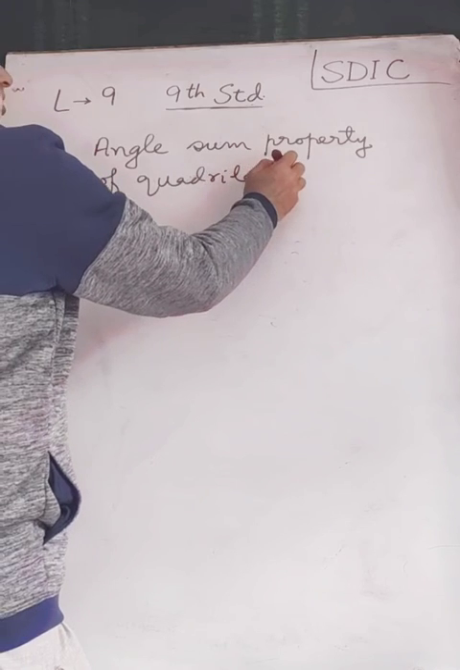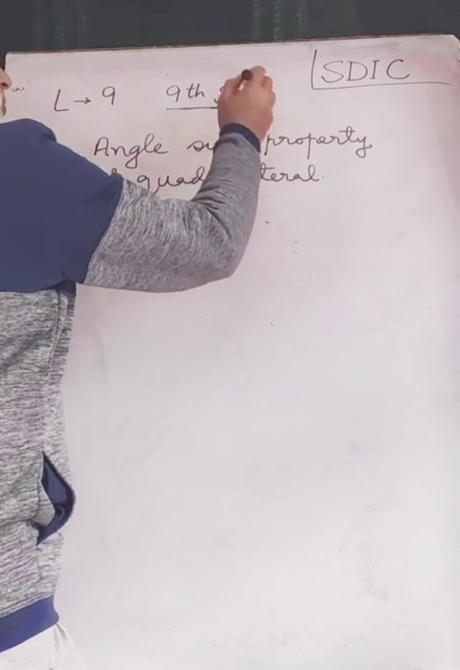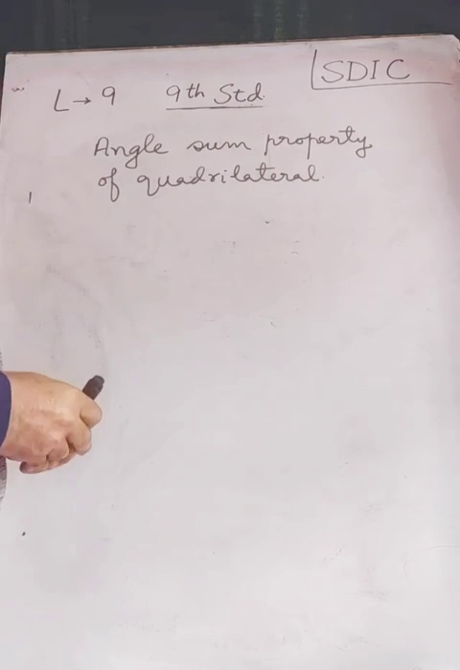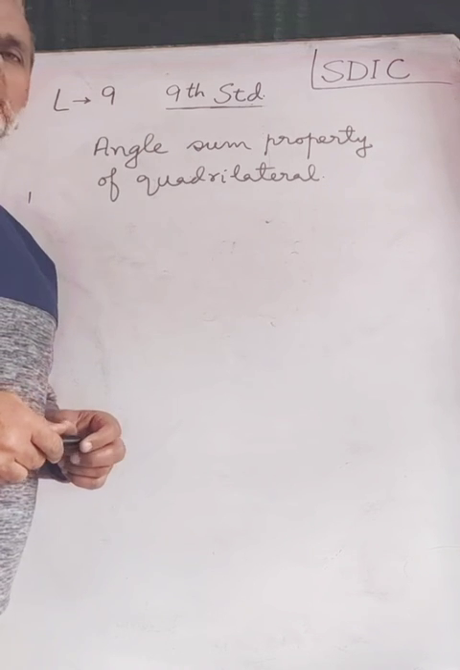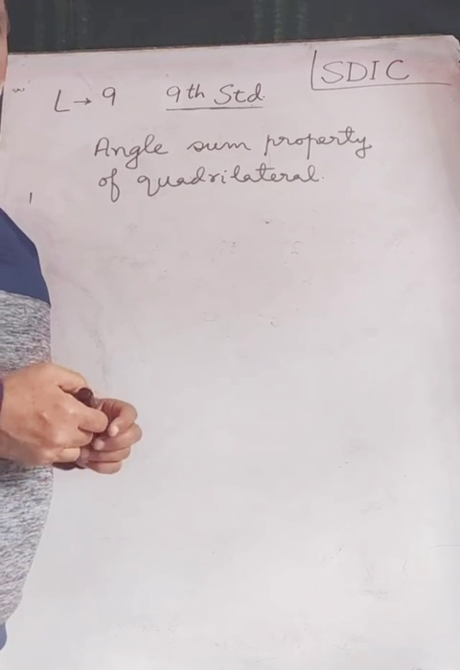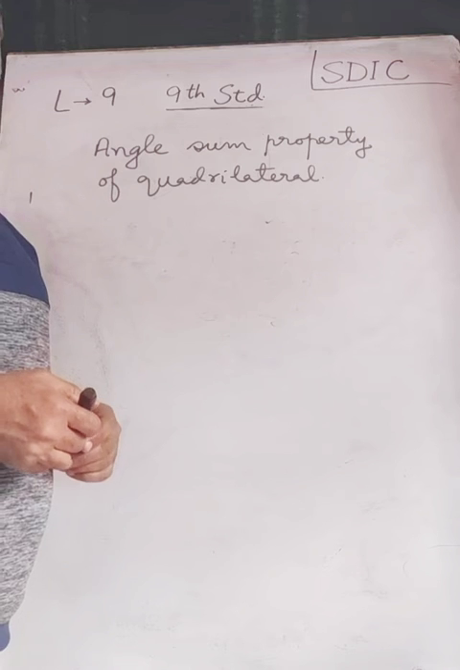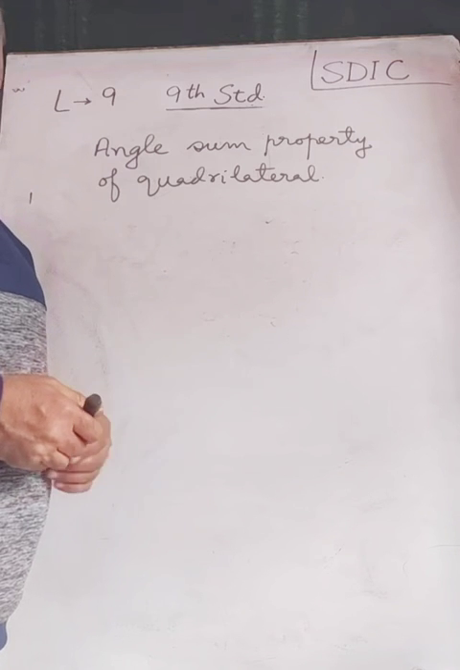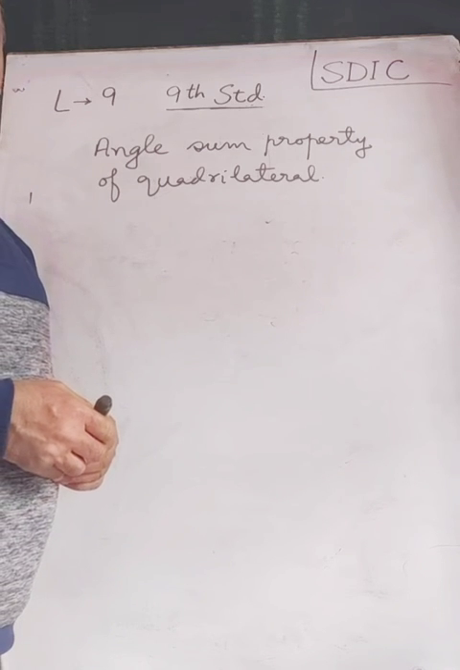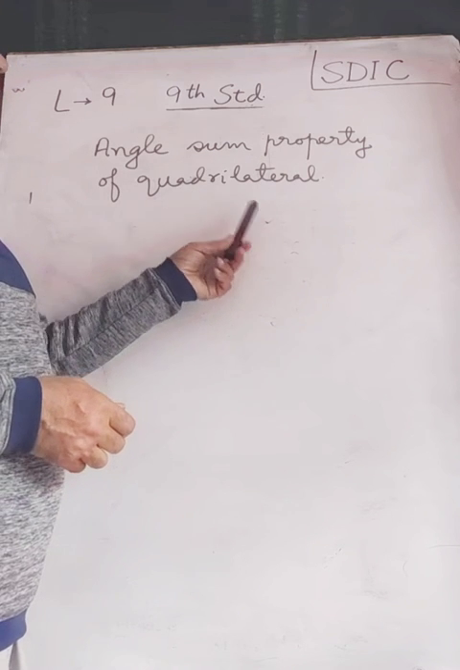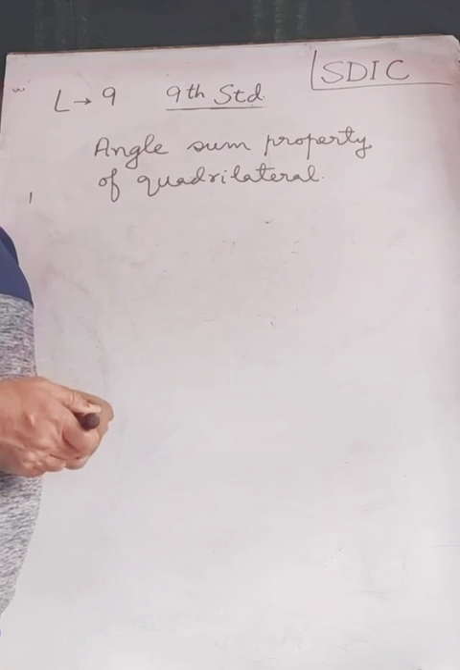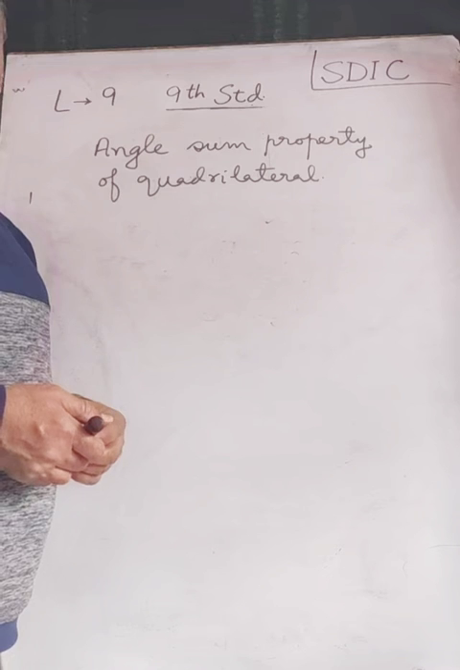Earlier we have read angle sum property of a triangle, and the result was proved also there. That was a theorem there. We proved sum of angles of a triangle is 180 degrees. That is angle sum property of a triangle. Now we have angle sum property of a quadrilateral, but we need not prove it here. You have to remember only the statement.